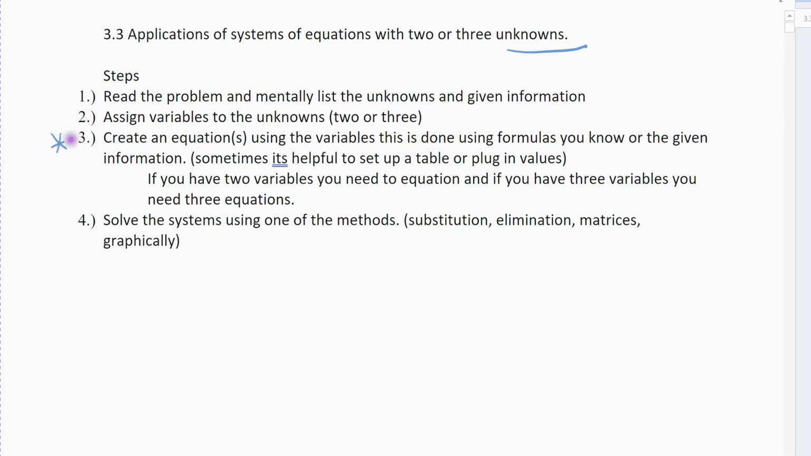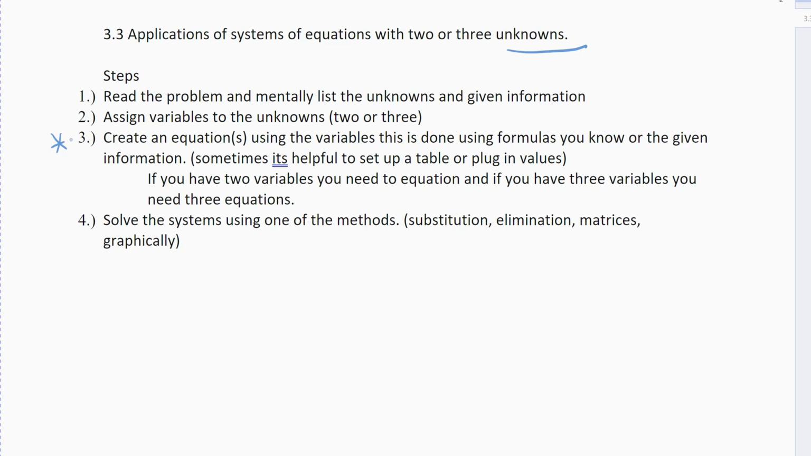Step 3, which is the hardest part. Creating the equations, and again, plural, you have to have two or three, using either formulas that you know or information that's given, provided for you. Right? You come up with the equations based on what you know, the given parts. Sometimes it's helpful. We'll actually do specific examples towards the end where setting up a table is going to be key. All right, setting up a table is going to be helpful.